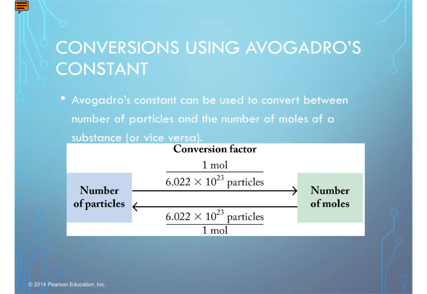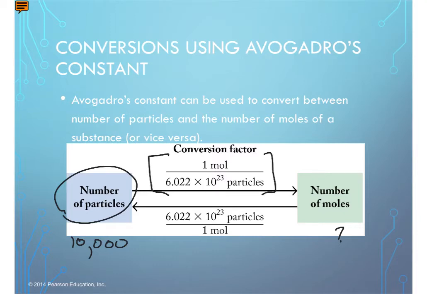So for example, let's say a problem gave you a certain number of particles. It said, okay, I'm starting with 10,000 molecules of water, okay? And it may ask you, how many moles of water is that? Well, you would use this conversion to get from the number of particles, in this case molecules, to the number of moles. And you can go the other way too.